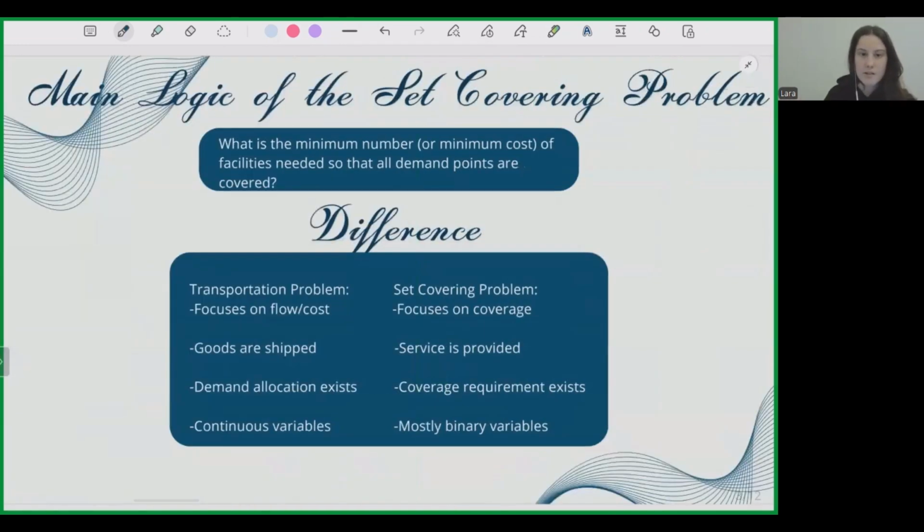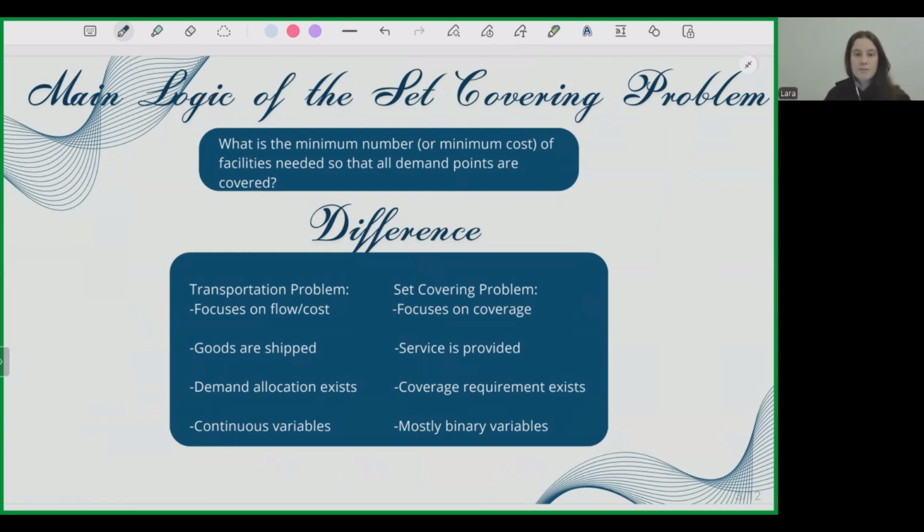So what is the main logic of the set covering problem? We ask what is the minimum number or minimum cost of facilities needed so that all demand points are covered. So what we find important in set covering problems is that we have to cover as many nodes as possible.